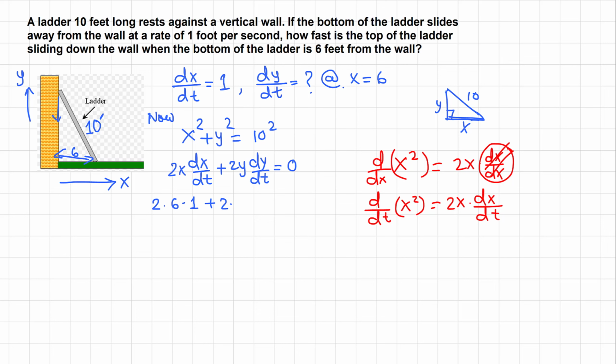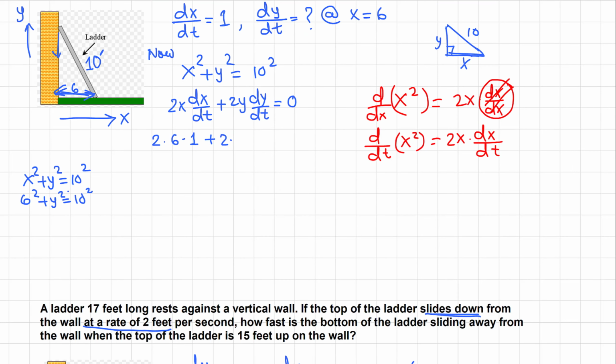Okay, y is missing. So if we go back, at the moment when x is 6, we can figure out y. Use the same relationship, x squared plus y squared equals 10 squared. When x equals 6, that's 6 squared plus y squared equals 10 squared. Let's use the calculator. This is 36, this is 100. Subtract 36 from both sides, 64. Take the square root, 8. We take positive 8. So at the moment when x is 6, y is 8, and dy over dt is unknown.